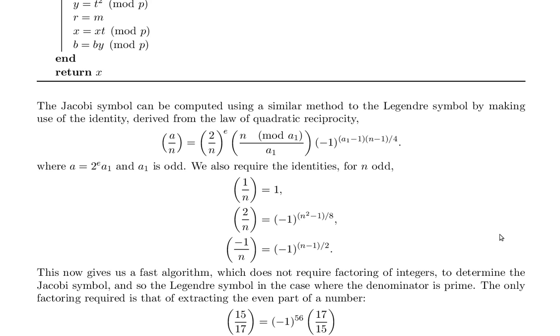The Jacobi symbol can be computed using a similar method to the Legendre symbol by making use of the identity derived from the law of quadratic reciprocity. a over n equals 2 over n to the e, times (n mod a sub 1) over a sub 1, times negative 1 to the ((a sub 1 minus 1)(n minus 1) over 4), where a equals 2 to the e times a sub 1, and a sub 1 is odd. We also require the identities for n odd: 1 over n is 1, 2 over n is negative 1 to the (n squared minus 1) over 8, and negative 1 over n is negative 1 to the (n minus 1) over 2.